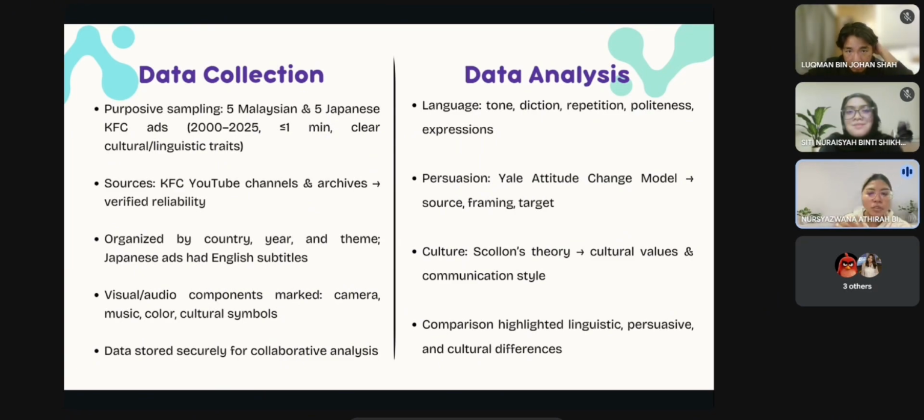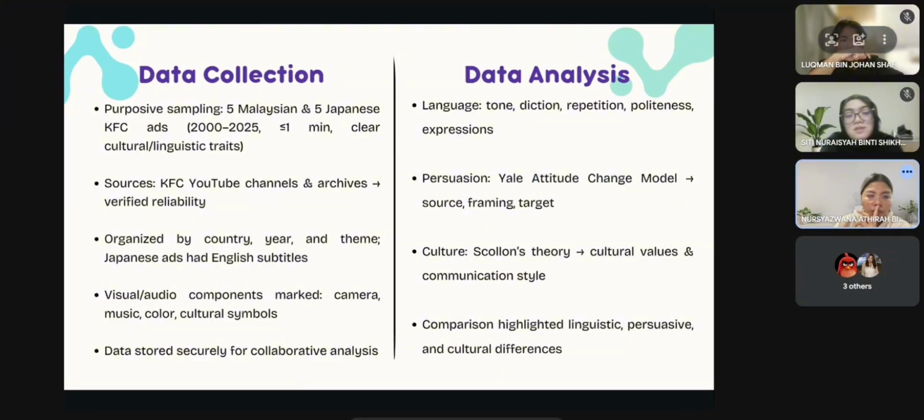After the ads were collected, we moved on to data organization. Every single advertisement was downloaded, archived, and systematically labeled based on country of origin, year of release, and thematic content. This classification made it easier for us to conduct side-by-side comparison later during the analysis stage.